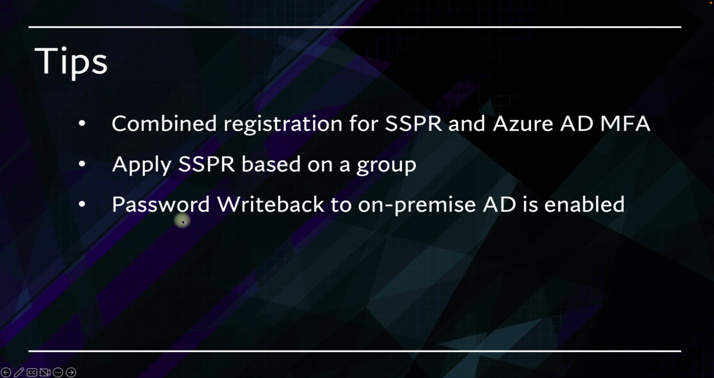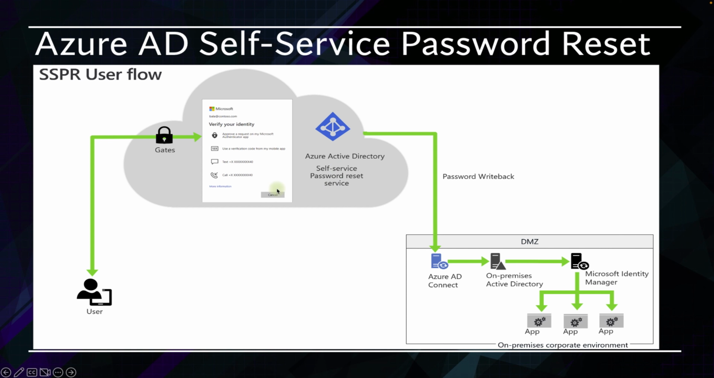Another important thing for this whole solution to work is the password writeback to on-prem Active Directory. If you are using on-prem Active Directory, obviously you have your AD Connect in between your Azure AD and your on-prem Active Directory. So if I go back to the previous slide, you will see that between your Azure Cloud and your on-prem Active Directory, there is an Azure AD Connect in between. Now, this is the service which is communicating between your on-prem Active Directory and your Azure Active Directory.